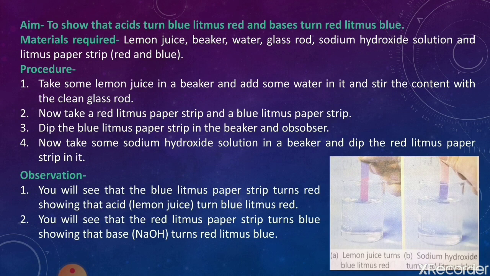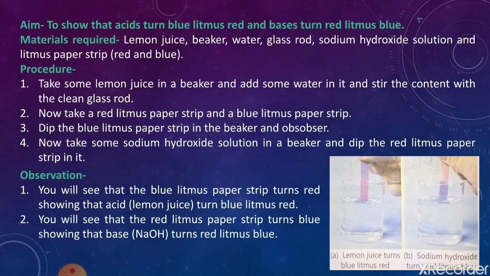Then what we have to do: we take lemon juice in a beaker and add some water to it. Then we stir it, mixing it properly using a clean glass rod. Then we take red litmus paper and blue litmus paper. First of all, we dip blue litmus paper in the lemon juice solution. Then we will see that the blue litmus paper turns red in color.